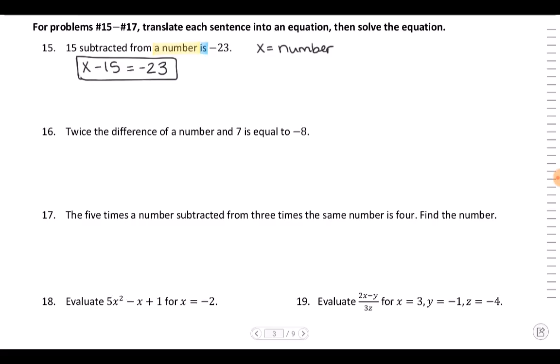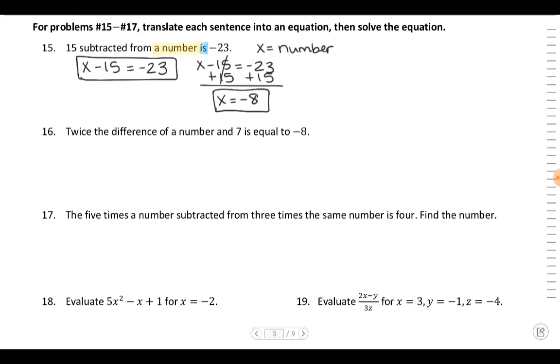And now I need to solve it. So in order to solve x minus 15 equals negative 23, I would add the 15 to both sides. So x equals, what is that, negative 8? Yep, negative 8.